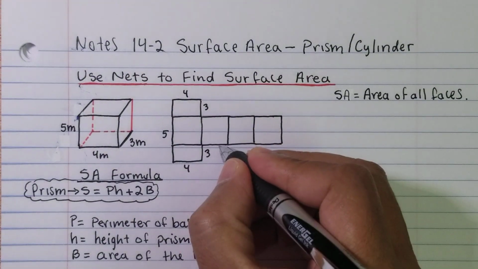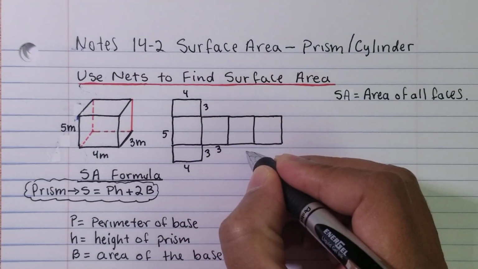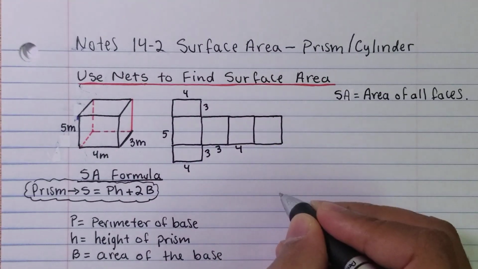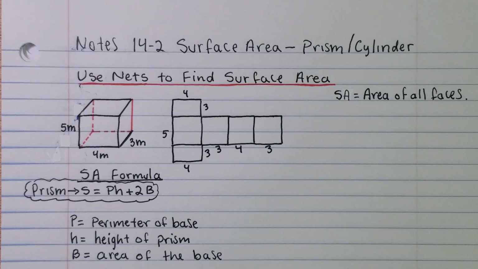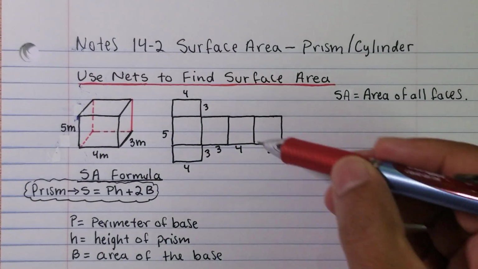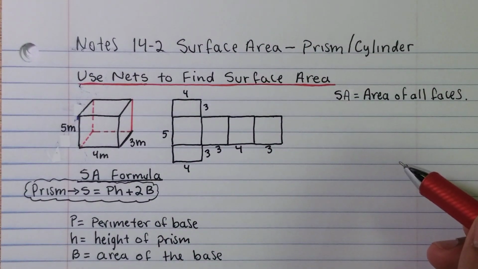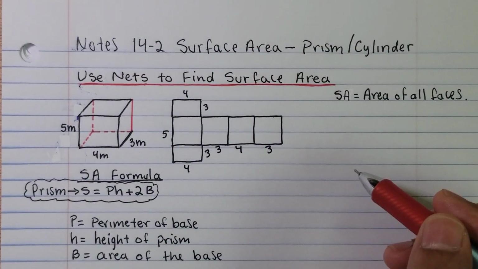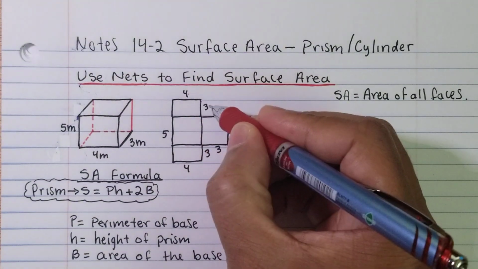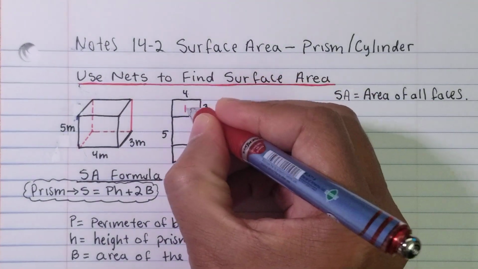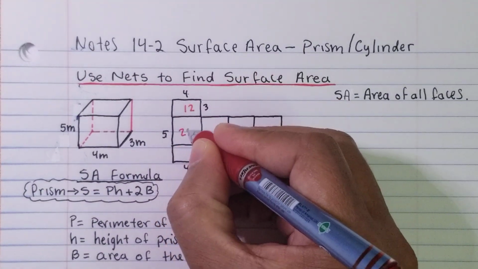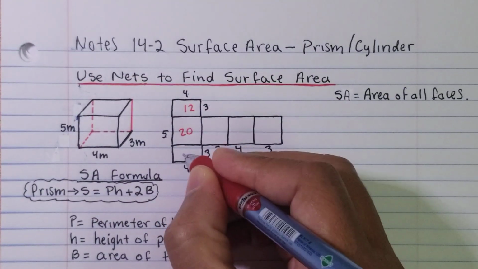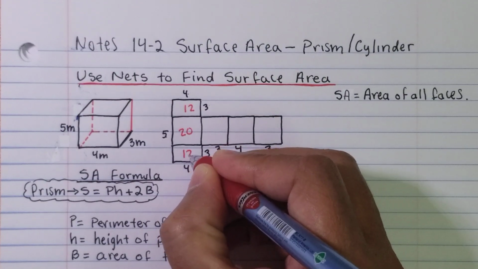So we know this is also 3, this one is 4, and this one is 3. Okay, so now we have all the faces on this prism. Since they're all rectangles, all we have to do to find the area of each one is multiply. So for example, 4 times 3, this one is going to give us 12, and this one is 5 times 4, so this will be 20, and this one is 4 times 3, so this will also be 12.